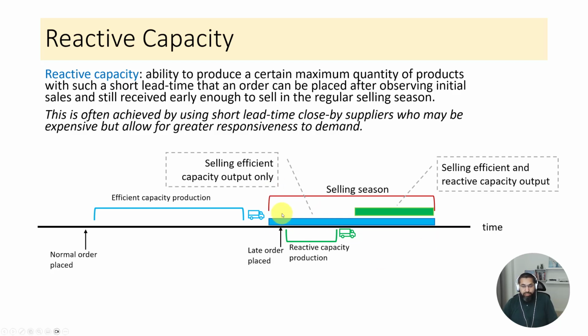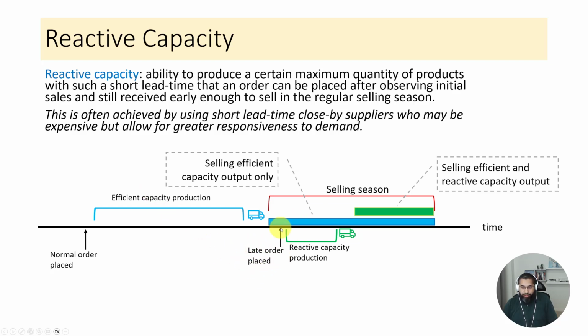Some SKUs, you may have only ordered a starter or testing quantity. So let me just order 50 units or something to test this in the market. And in the early season, if those 50 sell very quickly, you say, okay, now let me place a big order. Maybe I can sell another 100 or something. Obviously, reactive capacity does not have zero lead time.